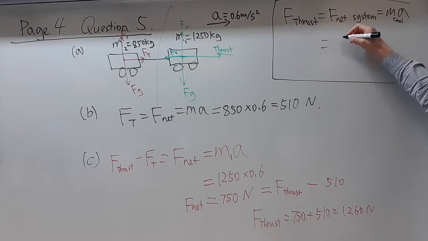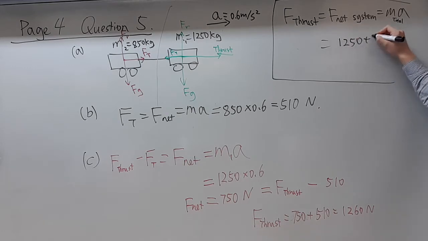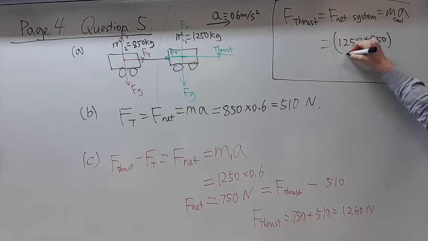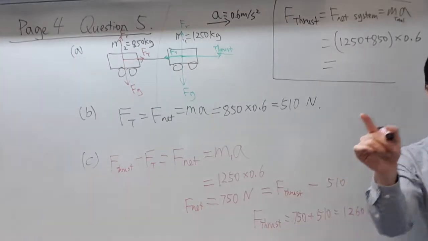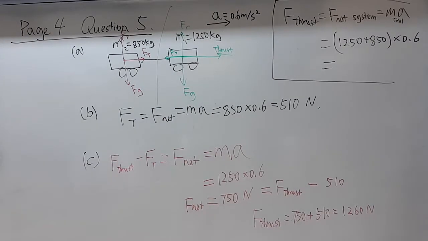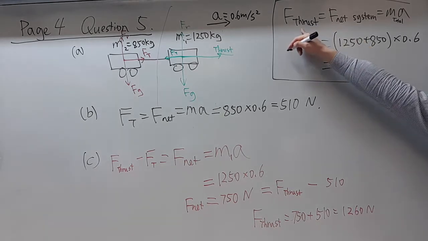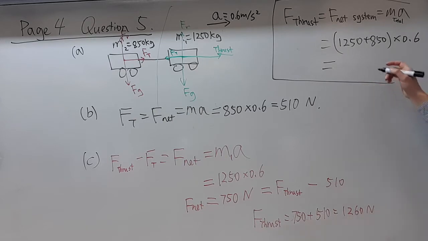So for this mass, I have to use the total mass. The total mass, 1,250 plus 850, times the acceleration 0.6. Okay, put this in the calculator. See what number you get. Same thing, 1,260 newtons, right?